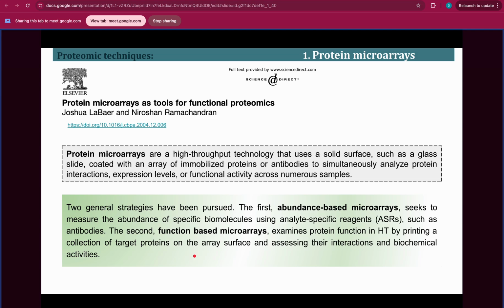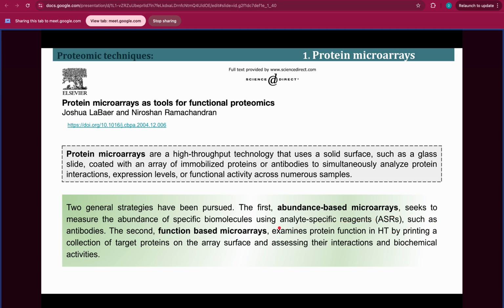Whereas if I am comparing the functionality among different protein samples, that is known as functional based microarrays. This is a high throughput method that prints a collective of target proteins on the array surface and assesses their interactions and biochemical activities. So this is where I am dealing with the functional level and not with the numbers or quantities.